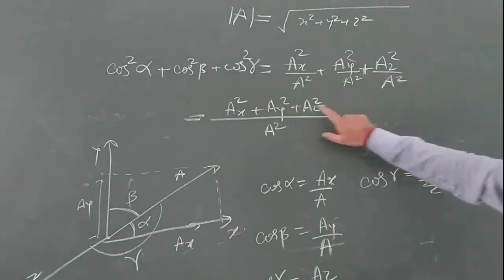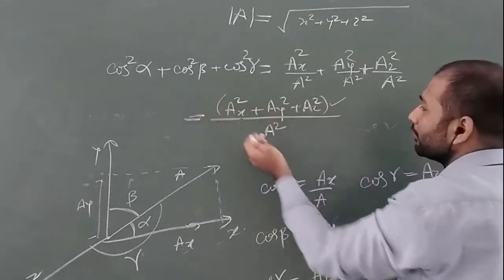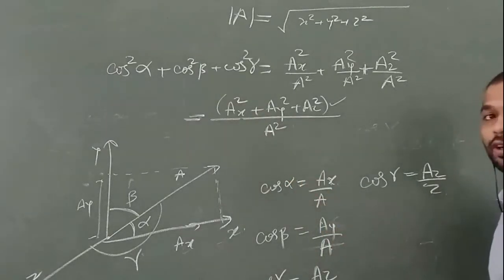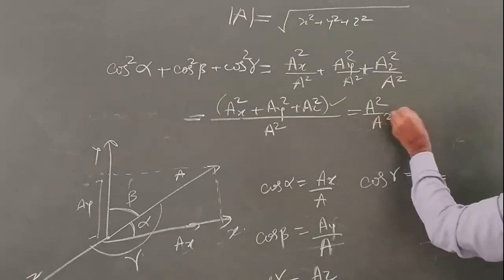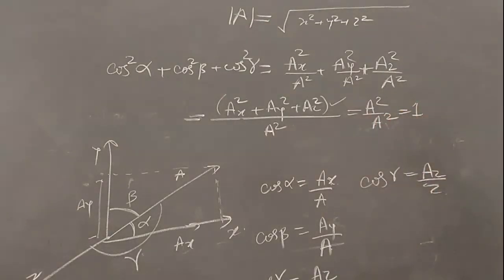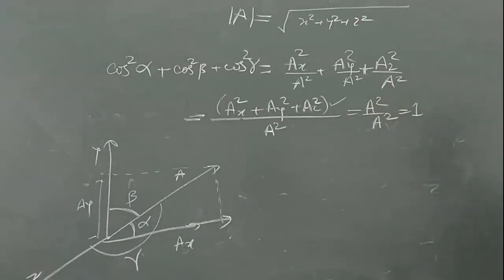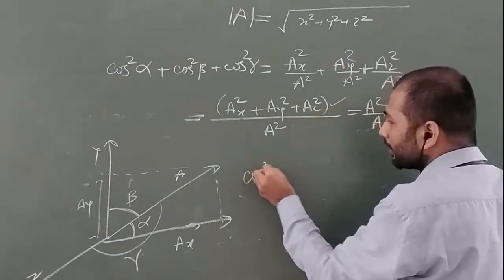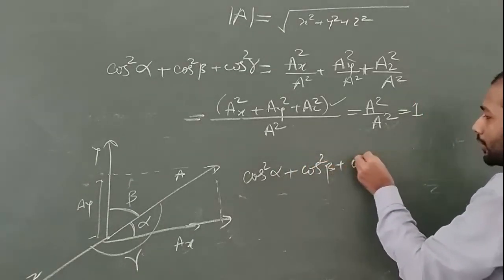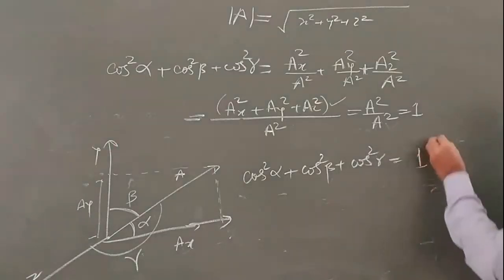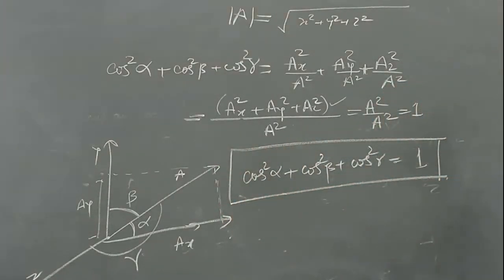Alright, so the same thing is appearing here. So what is that? This value is exactly what is written in the denominator. That is the magnitude of the complete A. So a square upon a square is equal to 1. Okay, so what is the major conclusion that we got from here? We got cos square alpha plus cos square beta plus cos square gamma is equal to 1, which is a very important conclusion that you got from here.